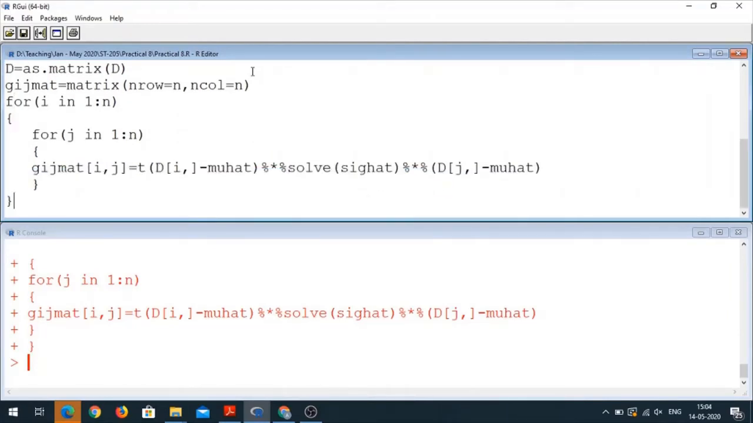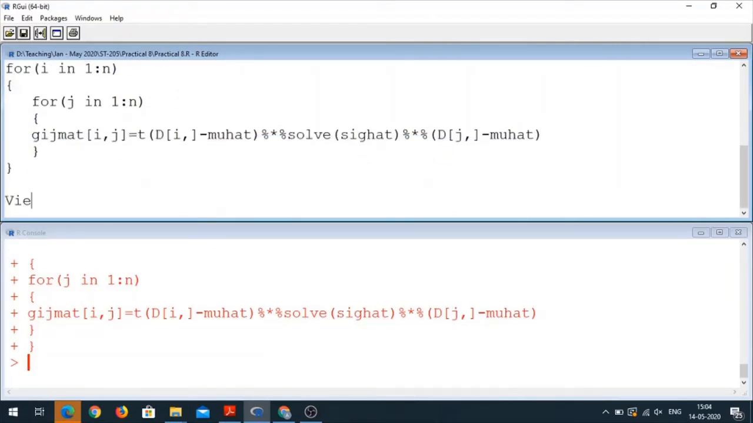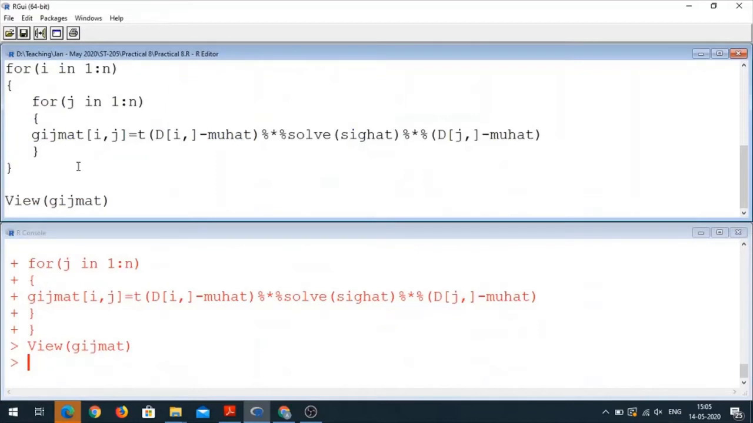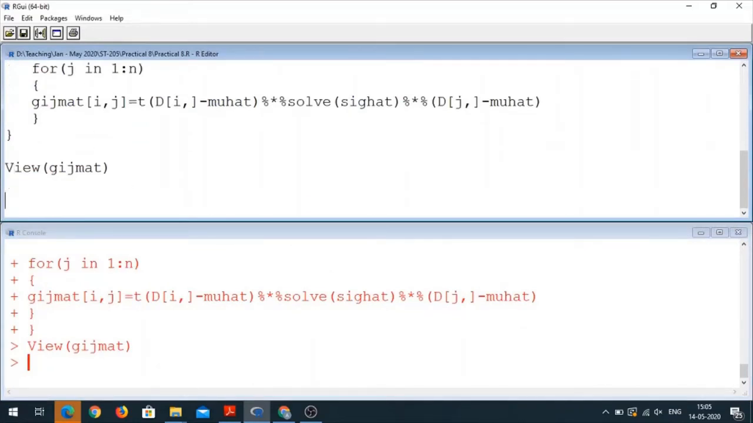Okay, so I have my J mat. Let us try to view it. View gij mat. Okay, this is how it is looking. Now from these GIJs I need to compute beta 1 beta 2, and then from beta 1 beta 2 I need to compute kappa 1 kappa 2.